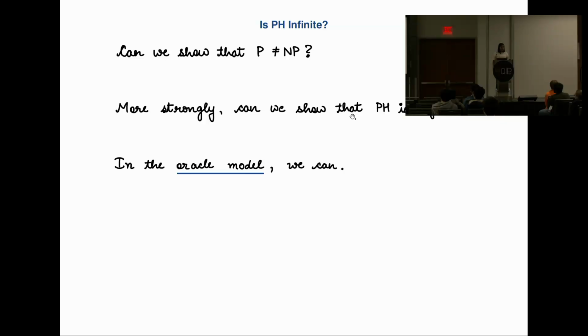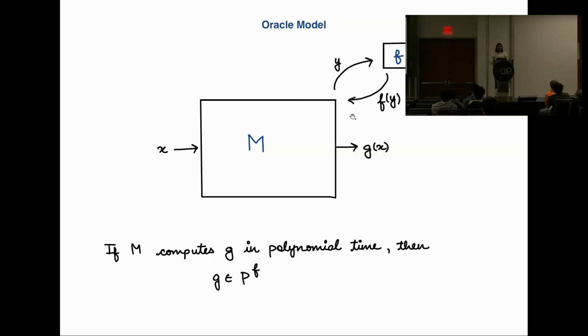However, in the oracle model, we can show that PH is infinite. So I'll start by talking about what the oracle model is, and then I'll tell what results we can show there. So what is the oracle model? In the oracle model, all the classical computers that we have are given some additional power. So they are given the power to compute some function f for unit cost.